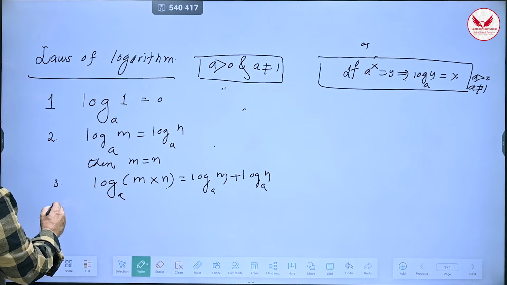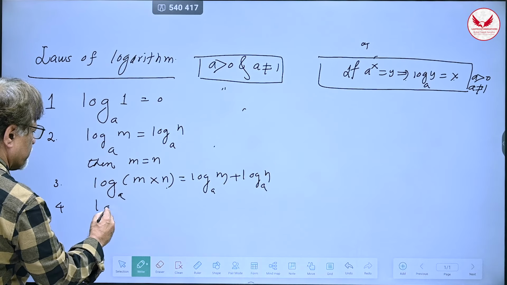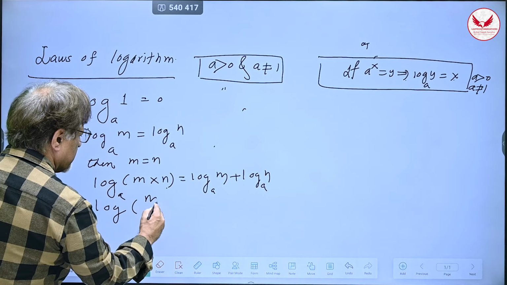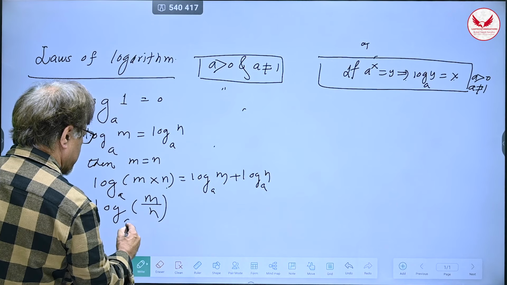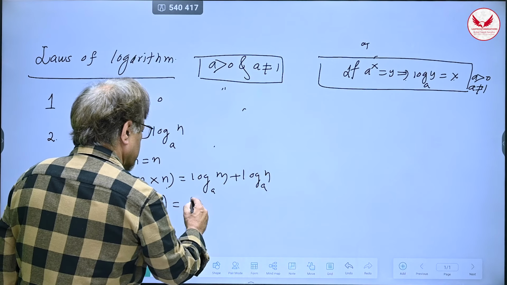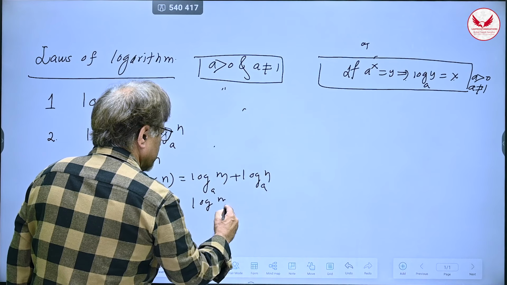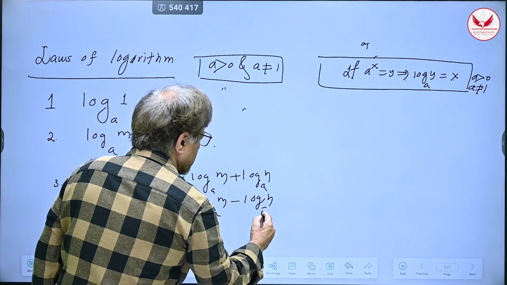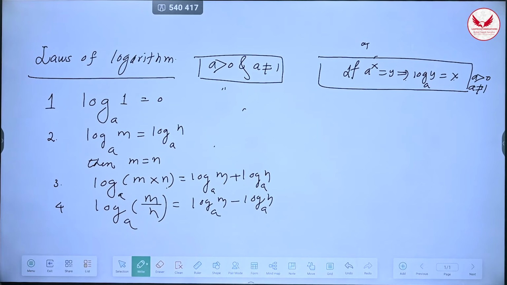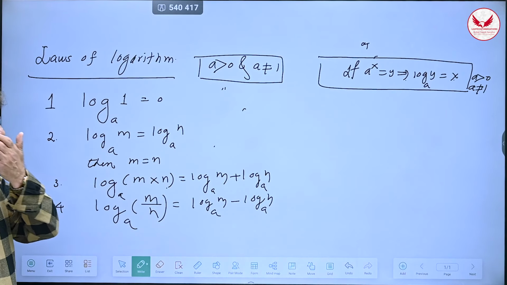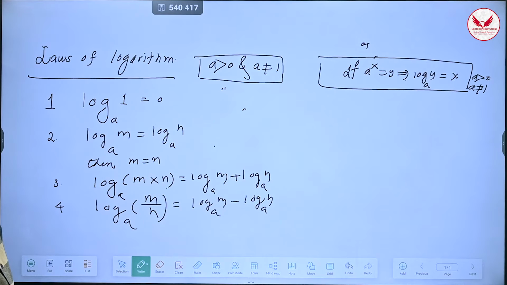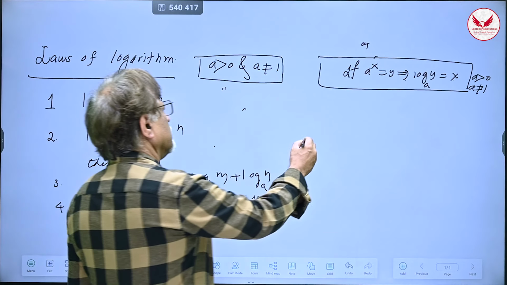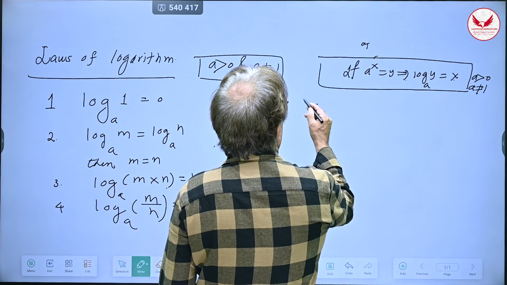Okay. The next law is log of division, that is m upon n to the base a, is actually what? Log of m to the base a minus log of n to the base a. Can you see that? A division is converted into subtraction, which is easier than division itself many times. Okay. So the next law is what?